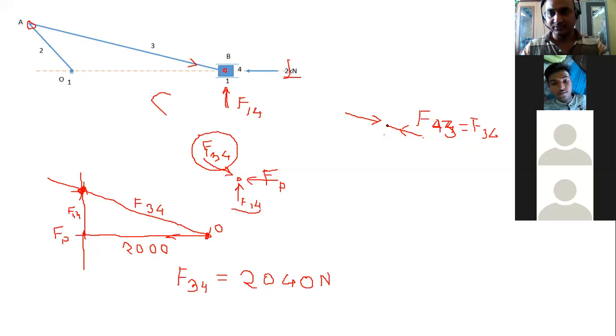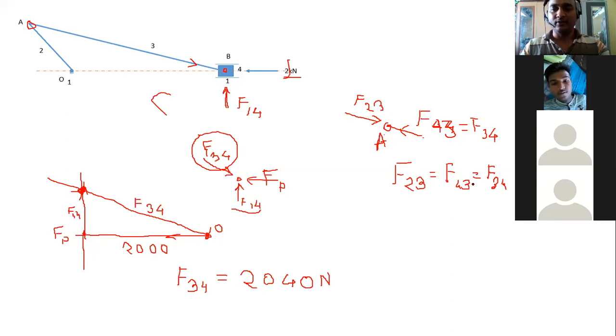And this is point A. So when you draw this, then you will understand the force exerted by 2 on 3 is in the same direction, in the opposite direction. So this is F23. Therefore, F23 equals F34. Or you can write this equation: F23 is always equal to F43, which is equal to F34.